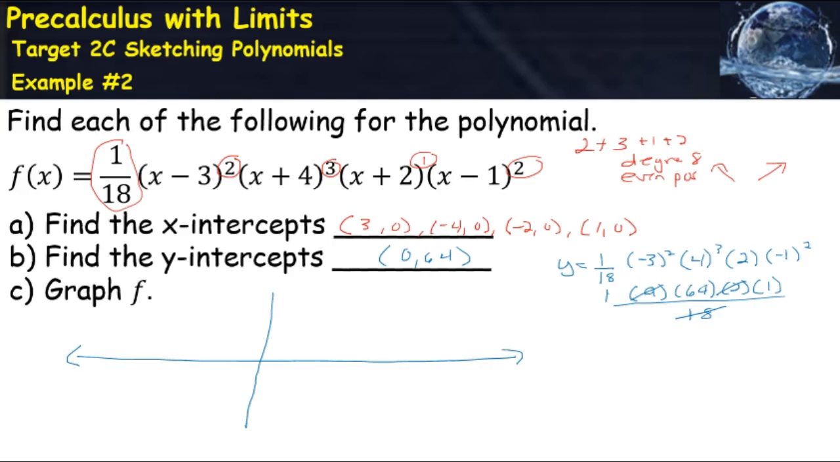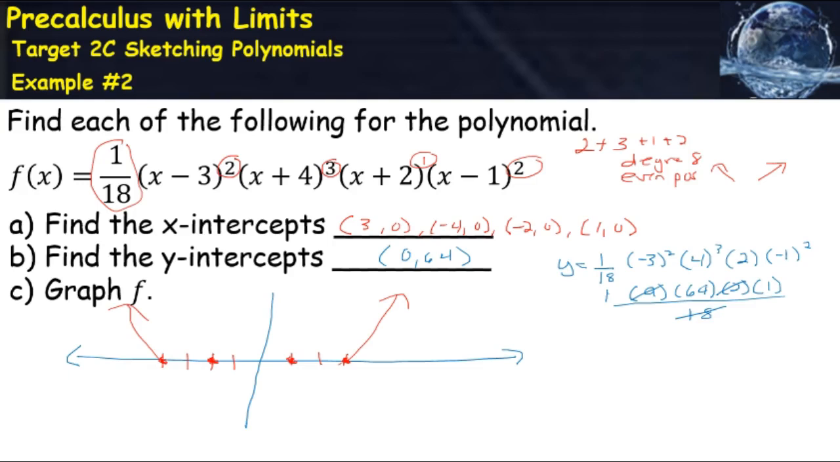So now I have to graph my polynomial. I'm going to plot my zeros. Remember my zeros were 3, negative 4, negative 2, and positive 1. And I know at the end this is happening, and that's happening. Something like that is happening at the ends.